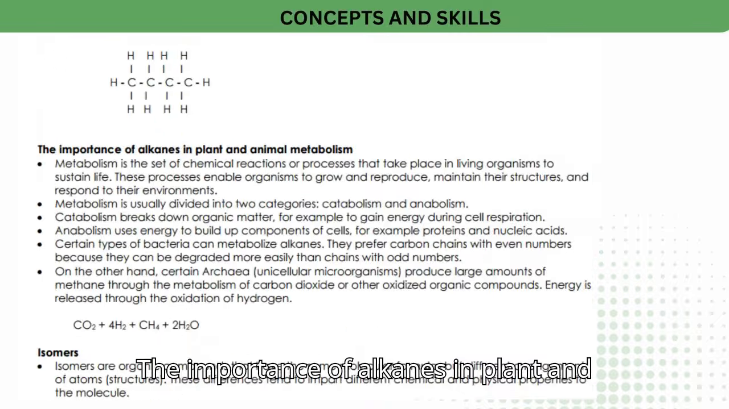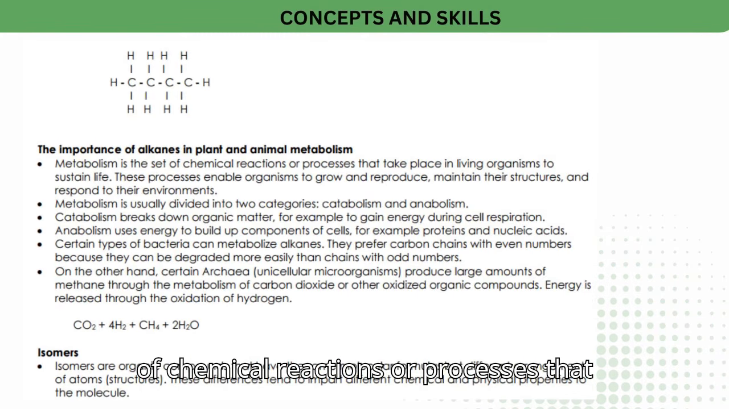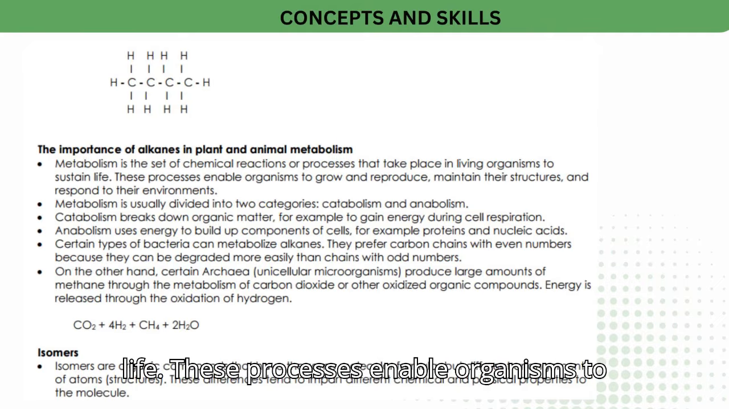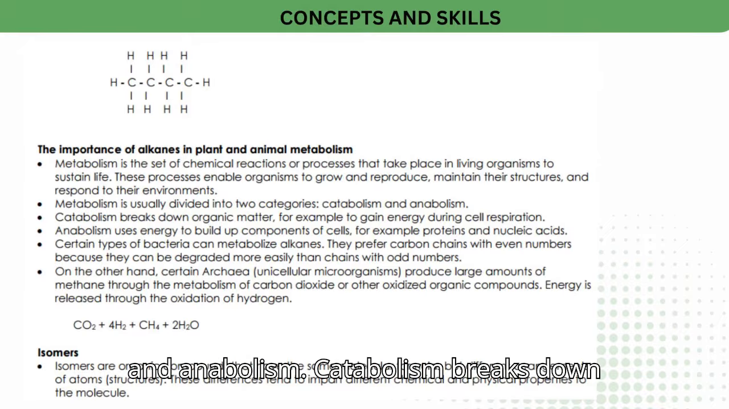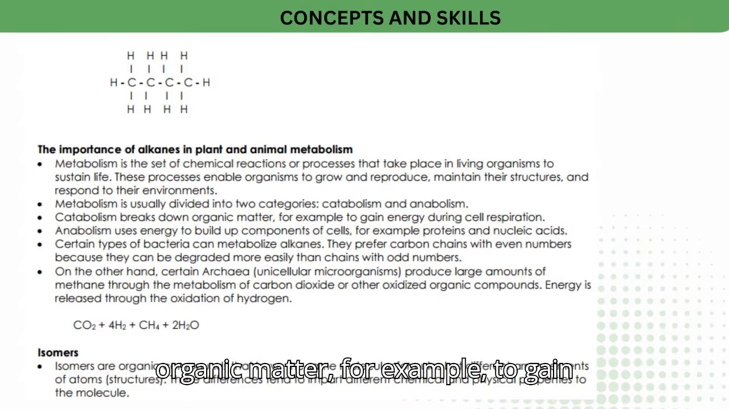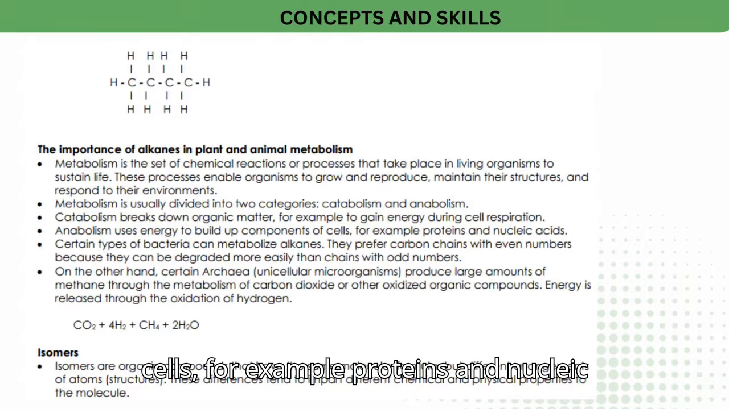The importance of alkanes in plant and animal metabolism. Metabolism is the set of chemical reactions or processes that take place in living organisms to sustain life. These processes enable organisms to grow and reproduce, maintain their structures, and respond to their environments. Metabolism is usually divided into 2 categories, catabolism and anabolism. Catabolism breaks down organic matter, for example to gain energy during cell respiration. Anabolism uses energy to build up components of cells, for example proteins and nucleic acids.